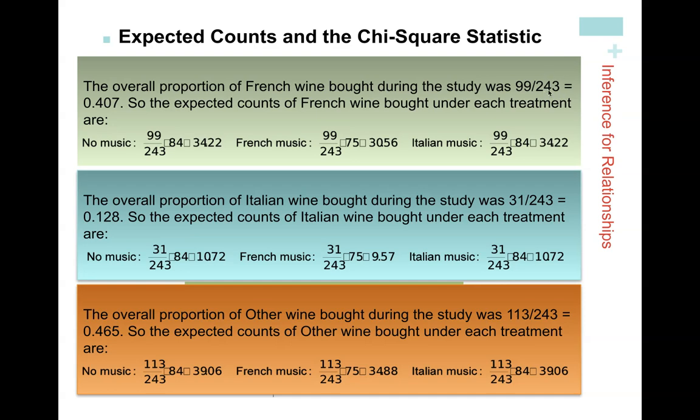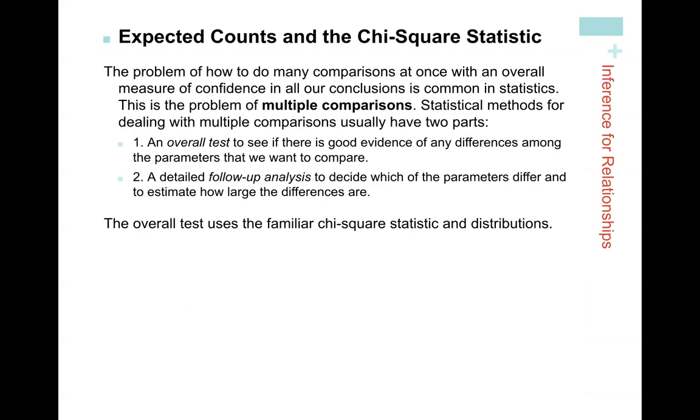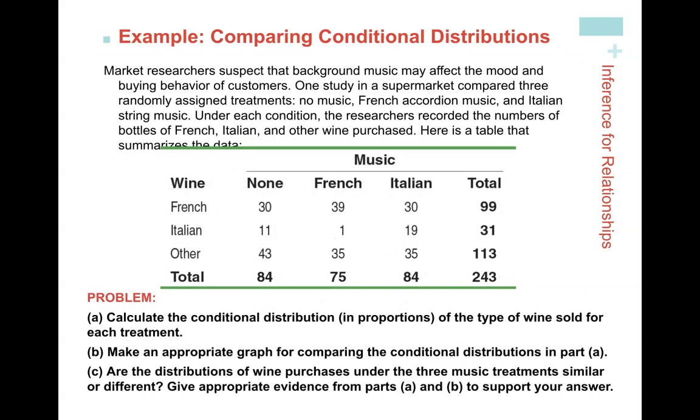243 is the total. Okay, so let's go back a couple slides to the actual distribution. 243 is the total, and then 99 is the row total. So out of all of the bottles of wine that were sold, regardless of music, whether there's no music or French music, what's the row total? What's the total of French wines sold? 99 bottles out of 243. So for the entire marginal distribution, you have 40.7% of the bottles of wine were French bottles of wine.